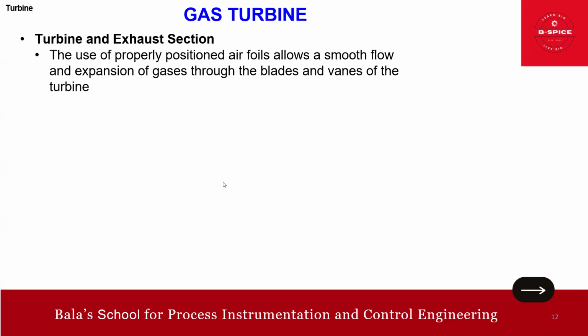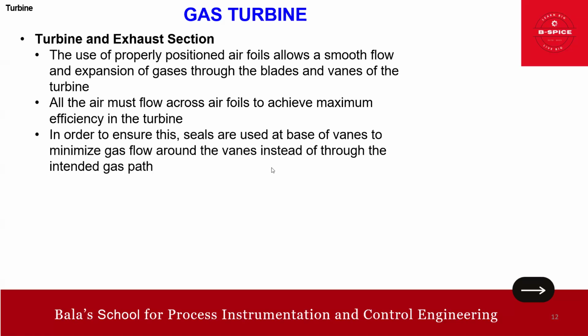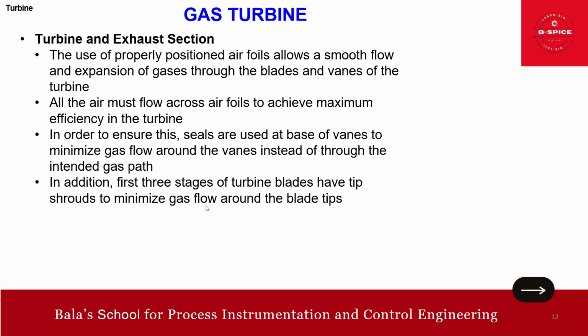The use of properly positioned airfoils allows a smooth flow and expansion of gas through blades and vanes, right? So all the air must flow through airfoils to achieve maximum efficiency in the turbine. So in order to ensure this, seals are used at the base of the vane to minimize gas flow around the vane instead of through the intended gas path. In addition, the first three stages of turbine blades have tip shrouds. What for? To minimize the gas flow around the blade tips.